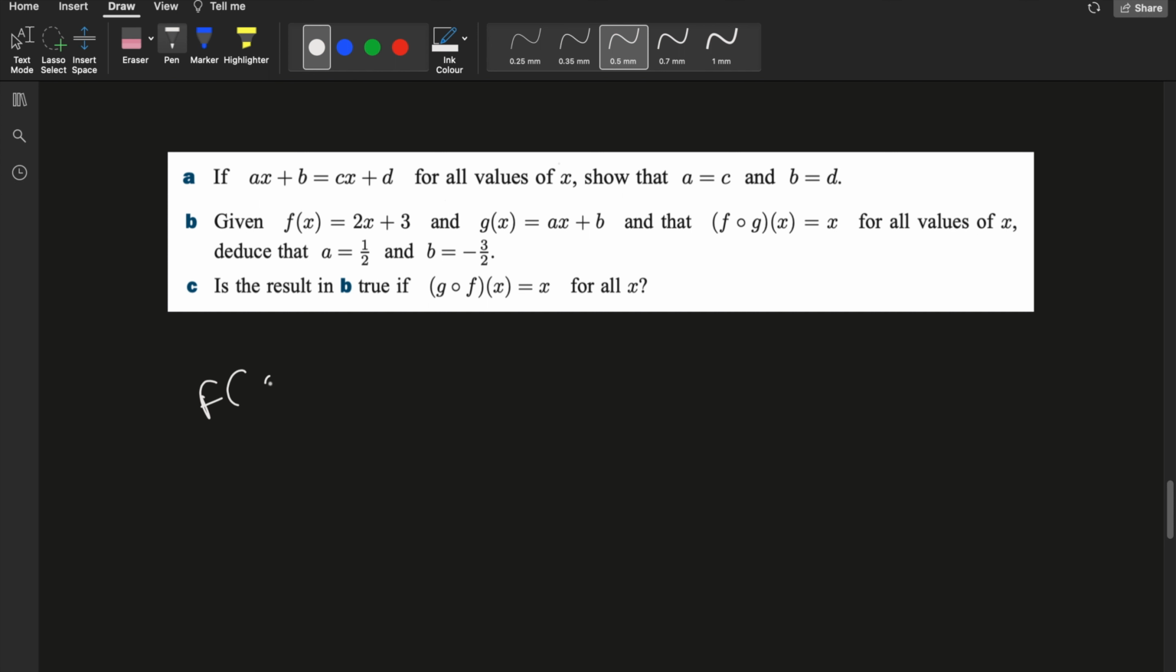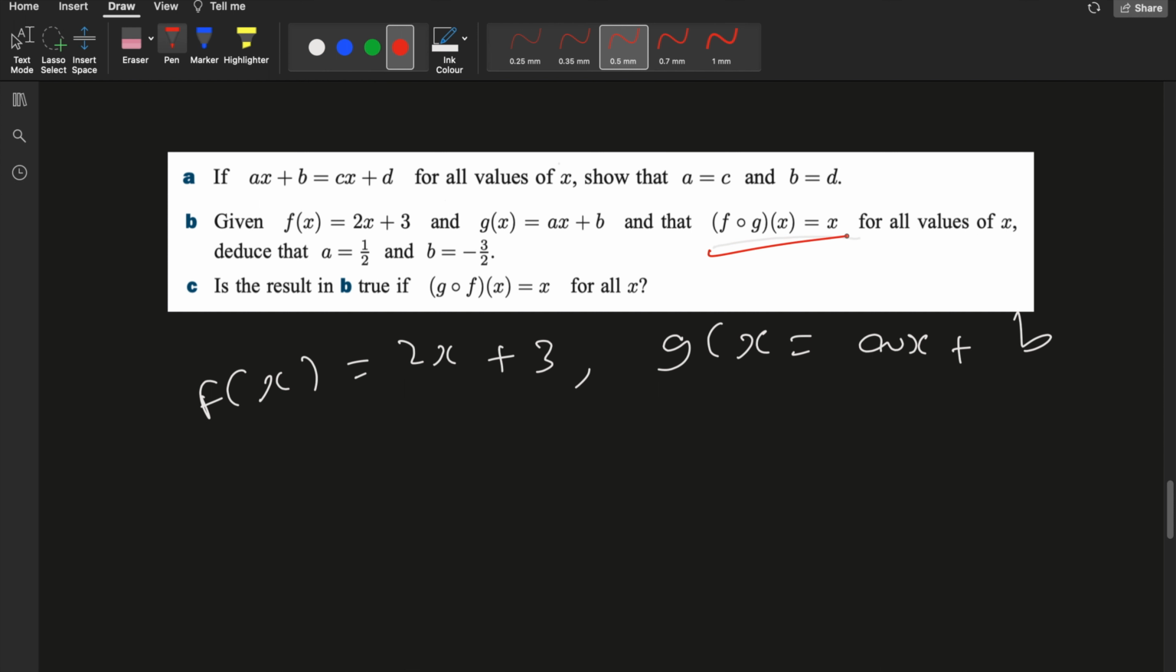So f of x equals 2x plus 3, and g of x equals ax plus b, and they have given this one. So let's do it. You know what, I'll just rewrite this.